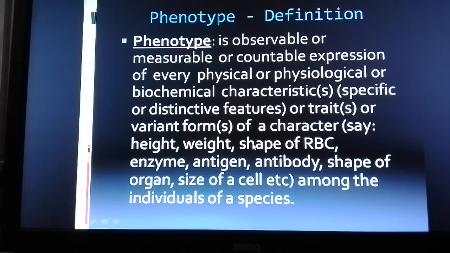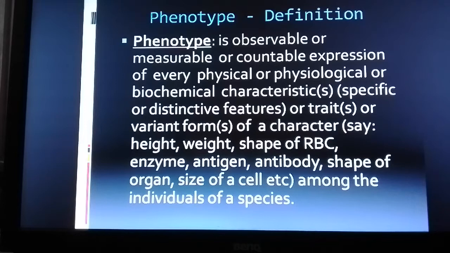Now when you say the height as a character, then the different forms of the height, because in a population all the individuals may not be of the same height. Even among the human being you see some may be of 6 feet height, some may be showing 5 feet, 5.2, 5.36, that way. What are said to be the variants of a character or the traits of a character.